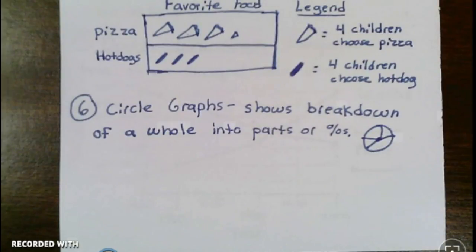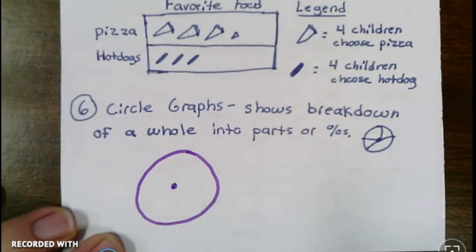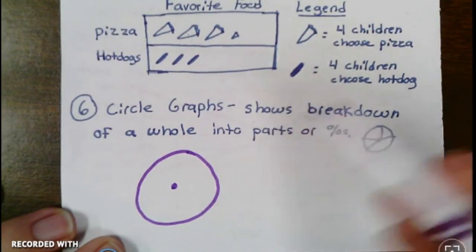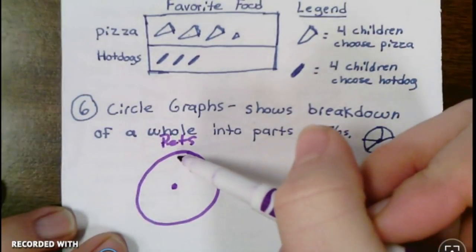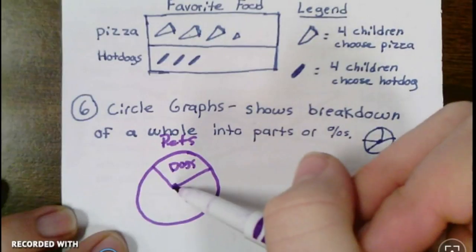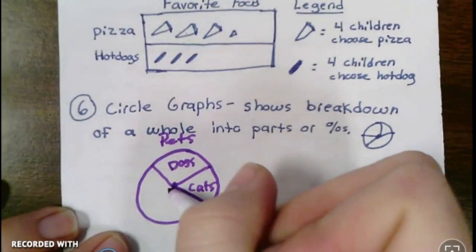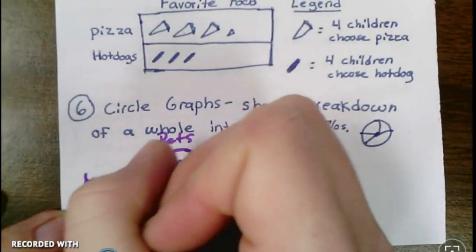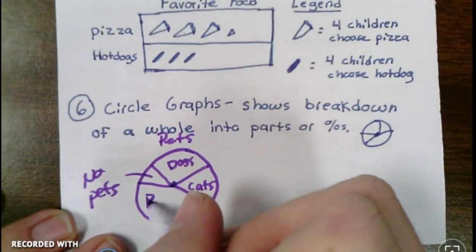Circle graphs. Circle graphs show the breakdown of a whole number into parts or into percents. All right, so you've got a whole, and the whole pie is 100%. It's the whole thing. And if I said, you know, the pets in our class, how many kids had pets? And maybe we've got this amount have dogs, and this amount have cats, and the rest, we've got, let's see, a little fraction that have no pets. And here we've got people who have birds.